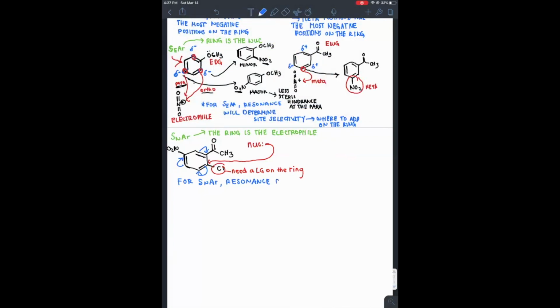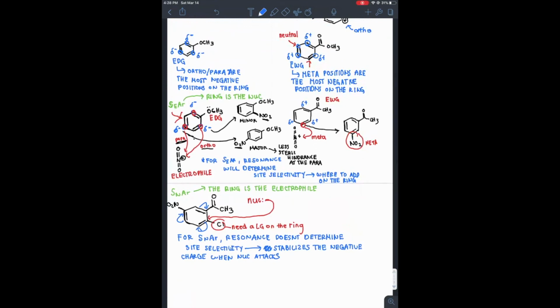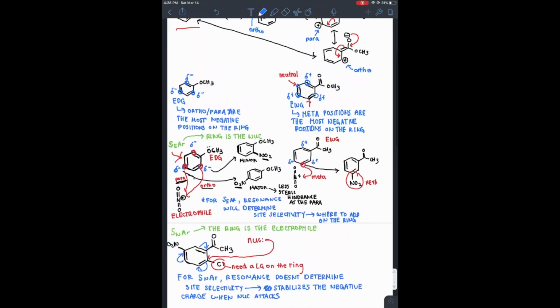So again, resonance doesn't determine site selectivity. Instead, it stabilizes the negative charge when the nucleophile attacks. And so those are the main differences in terms of resonance, at least, between SEAr and SNAr. Okay, and so that should be the end of this section.